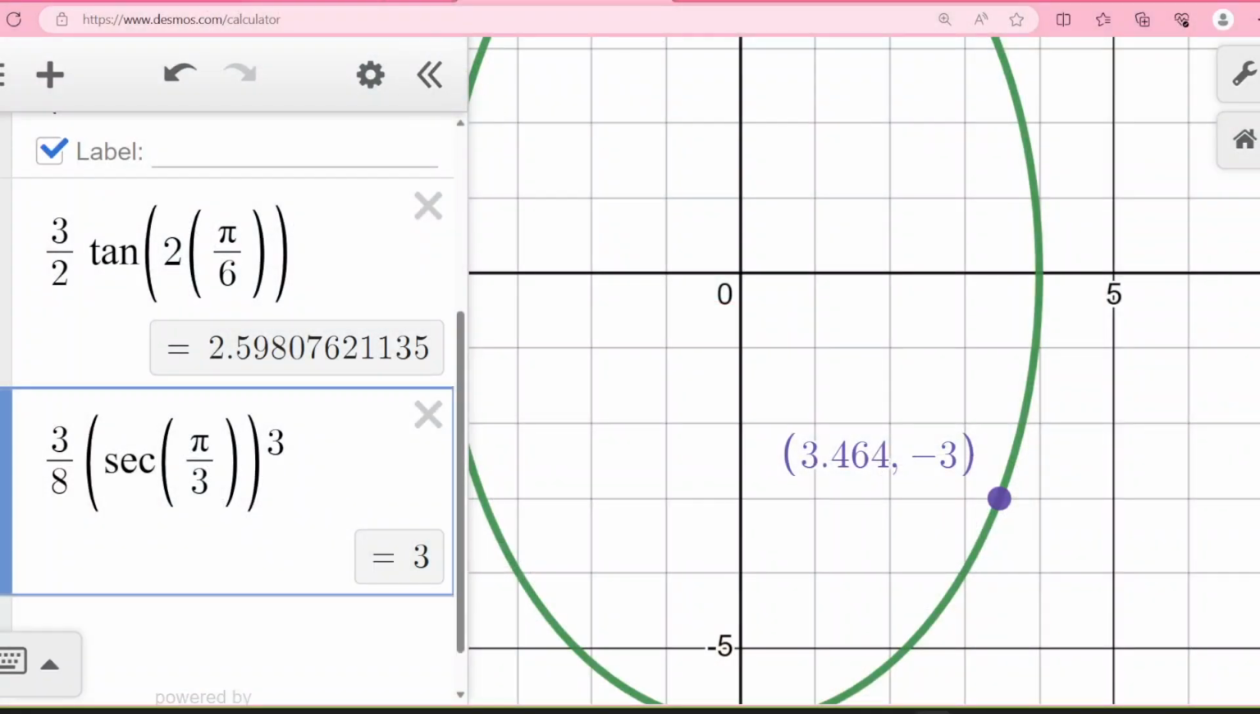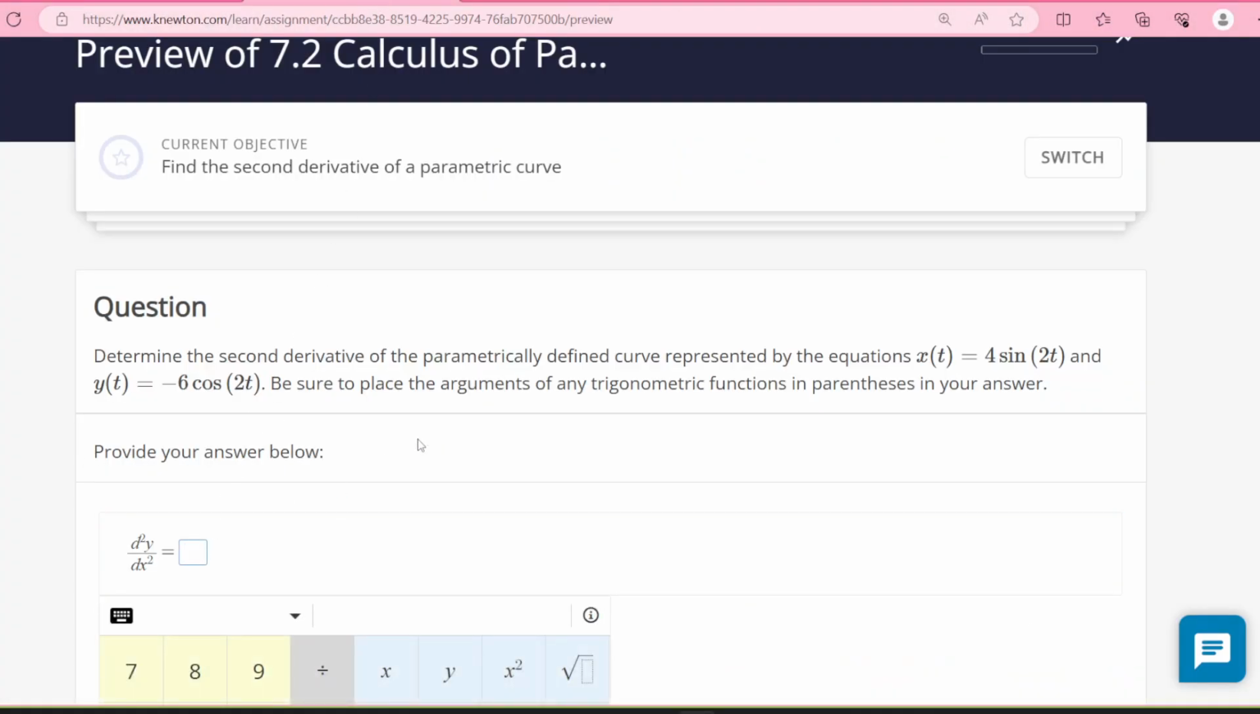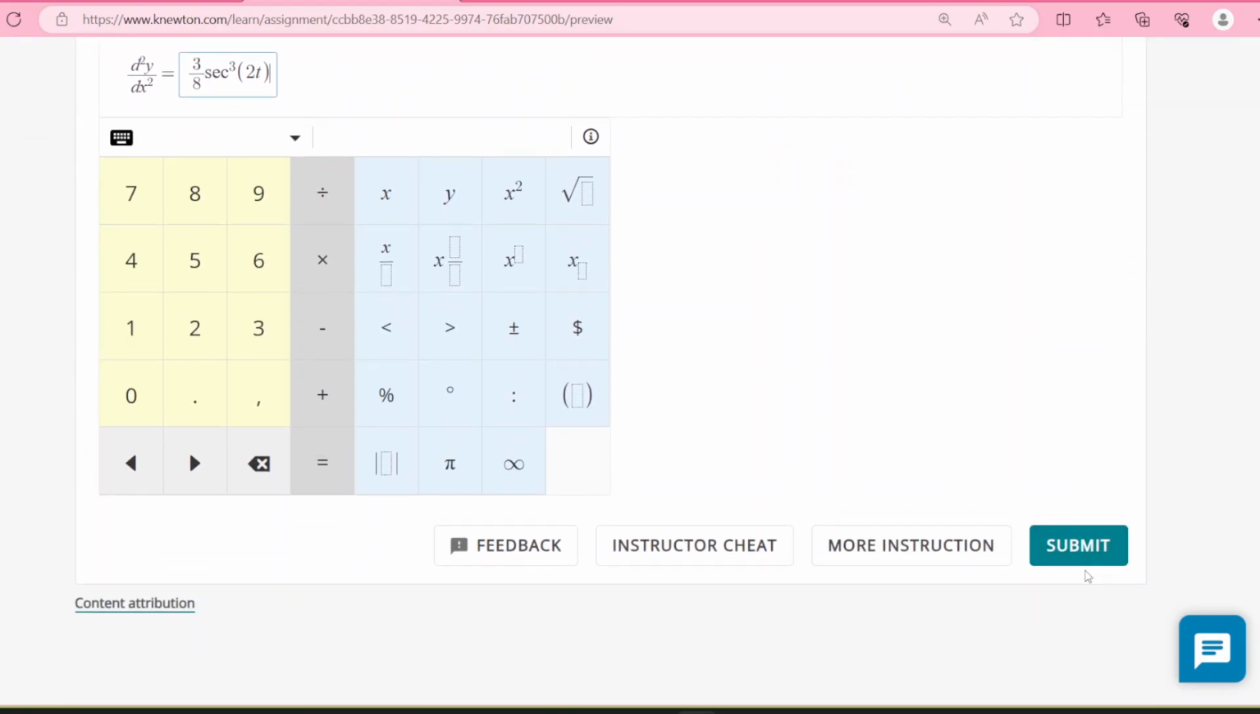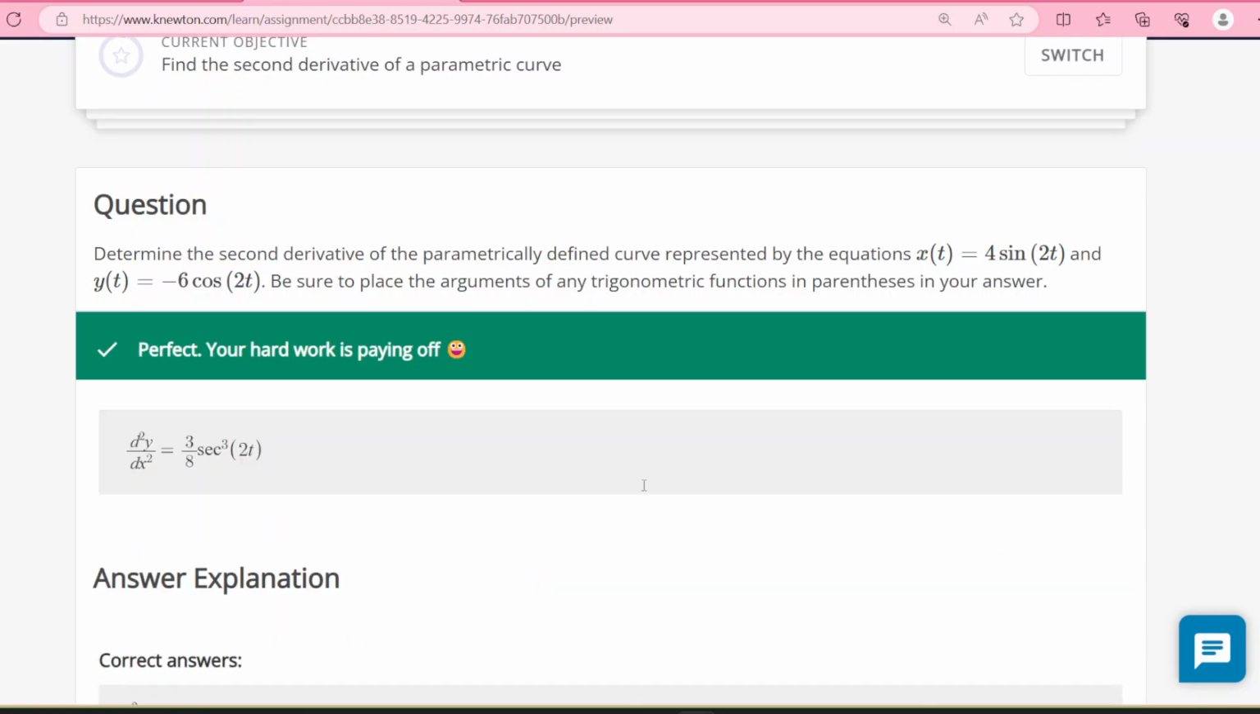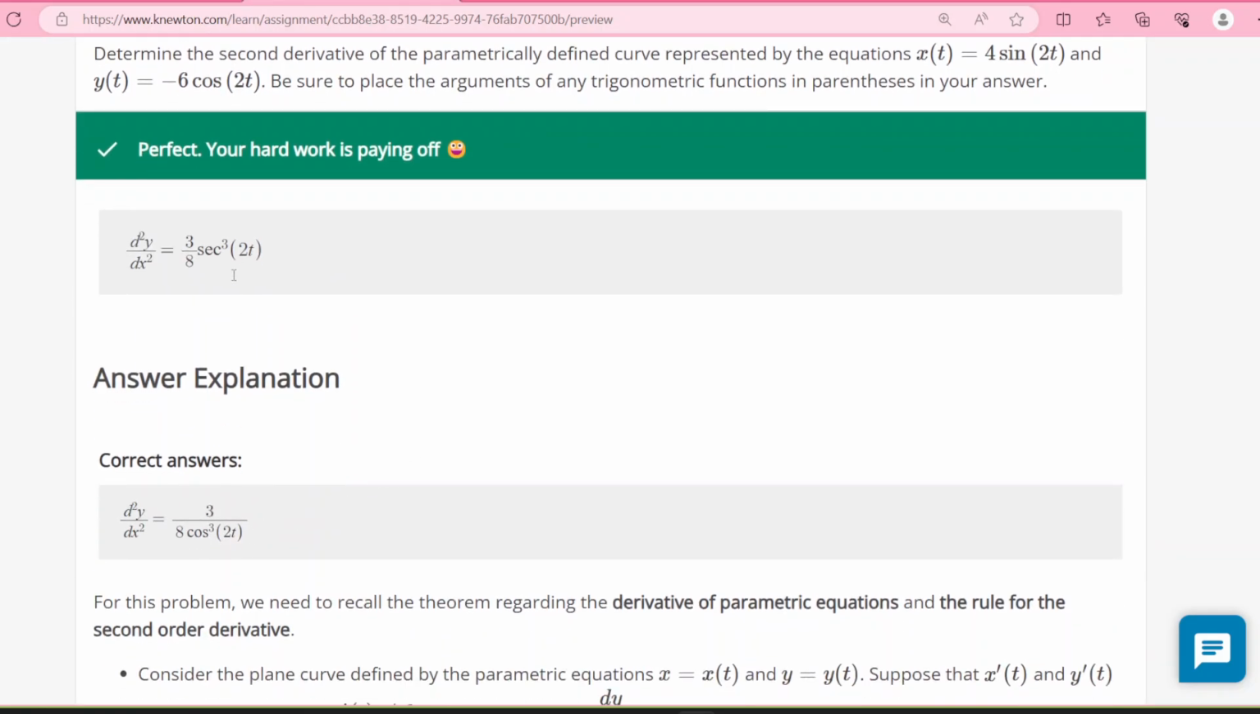So back in the assignment. So 3/8, the second derivative d squared y over dx squared, times secant cubed of 2t. And if it doesn't take it, I'll have to put the power of 3 outside this. Yeah, so it took it. Okay. All right, so they wrote secant cubed as 1 over cosine cubed, but it's the same thing. As long as what you have is equivalent to the correct answer, they should give it to you.